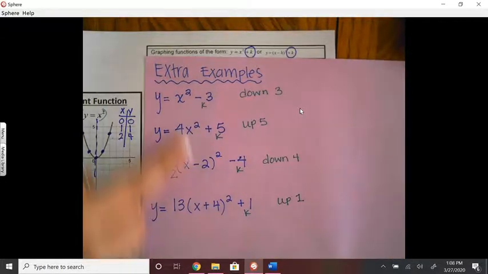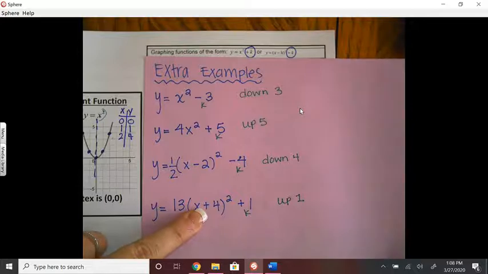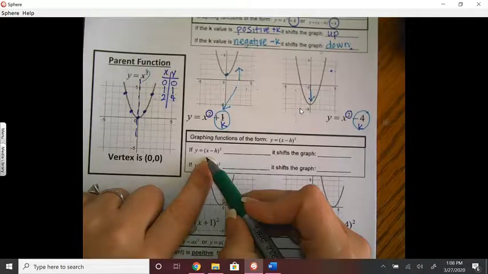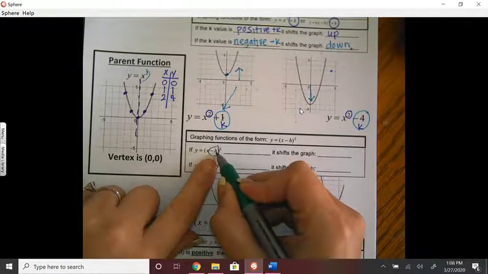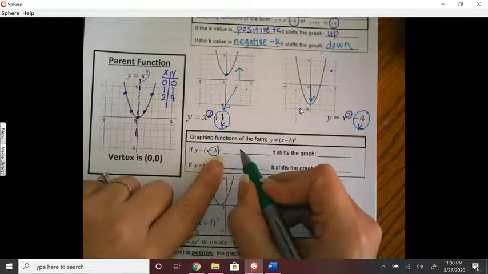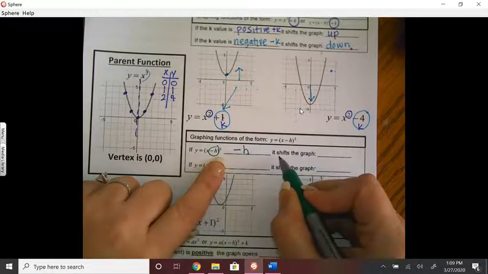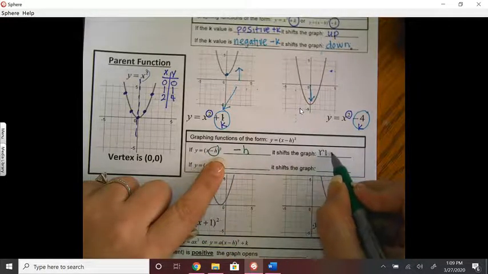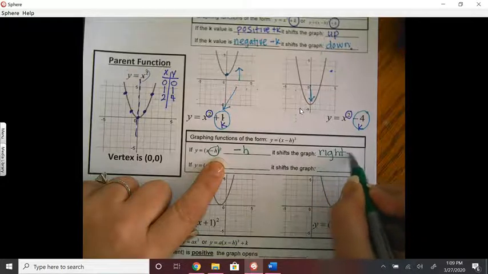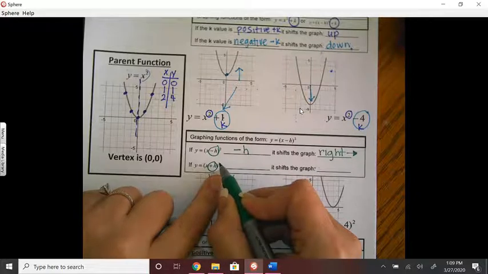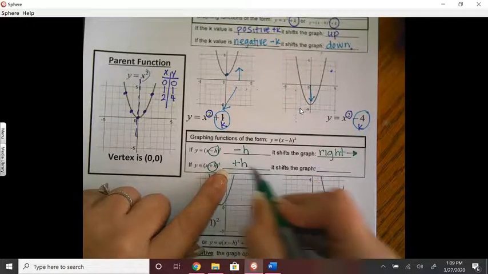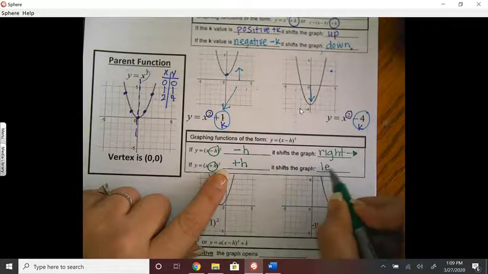The other numbers do something else, so that's what we're going to talk about next. The number in the parentheses with the x, if it's a minus and then a number, is going to shift the graph to the right. So move it to the right. If the number in the parentheses with the x is a plus number, it's going to shift the graph to the left.